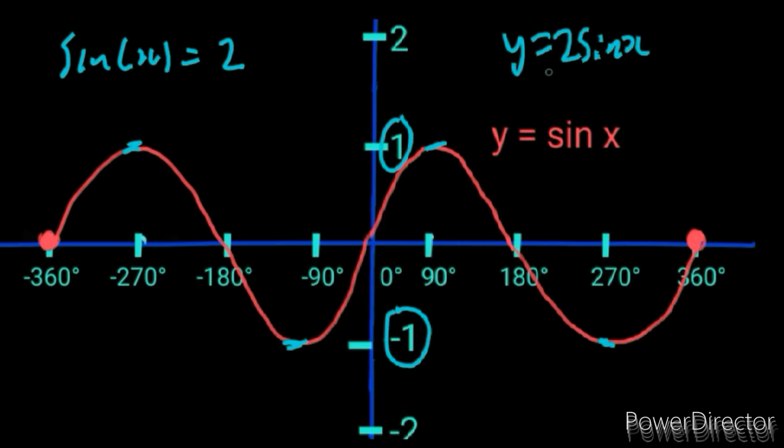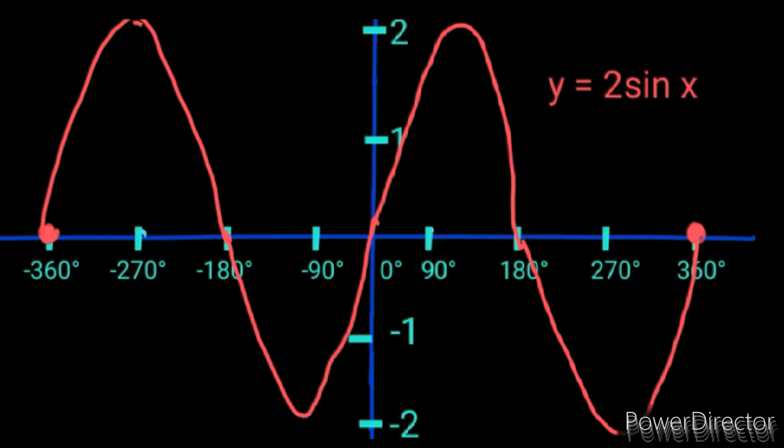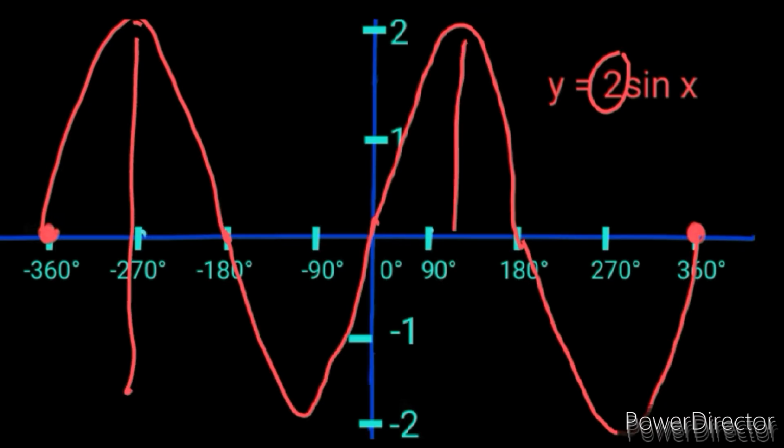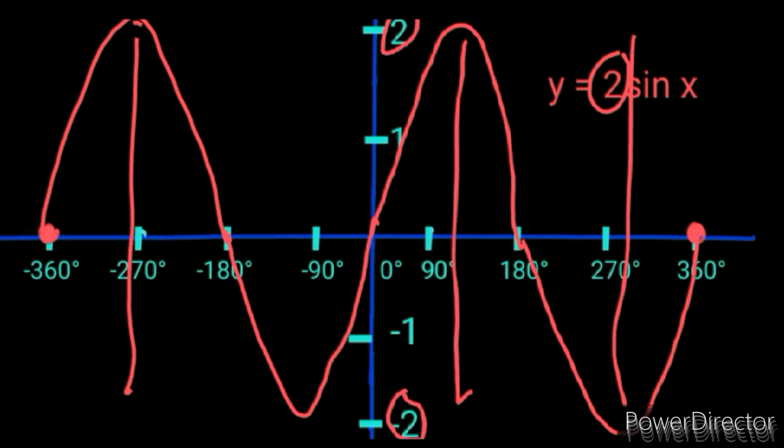So what about if we make A 2? If we make A 2, this is how the graph will look. Notice that the amplitude has just doubled. So the graph became twice as wide in the vertical direction. Instead of starting at -1 and ending at 1, it now starts at -2 and ends at 2.